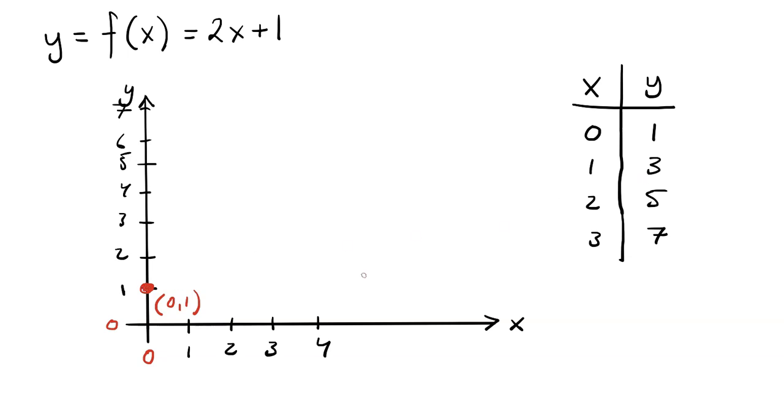Okay, the next point 1, 3. Then 1 on the x-axis, 3 on the y-axis. So that's the point 1, 3. 2, 5. 2 on the x-axis, 5 on the y-axis. And 3, 7. So 3 here, we go up to 7.